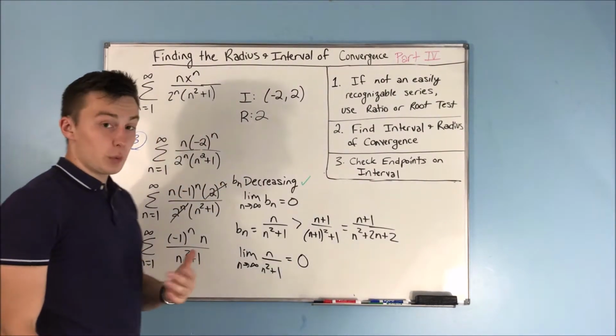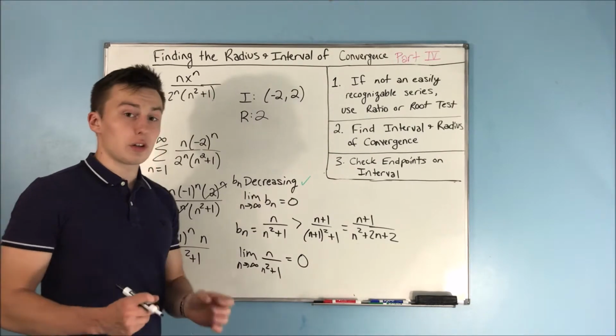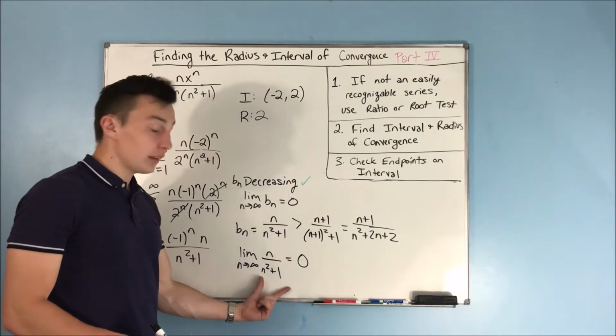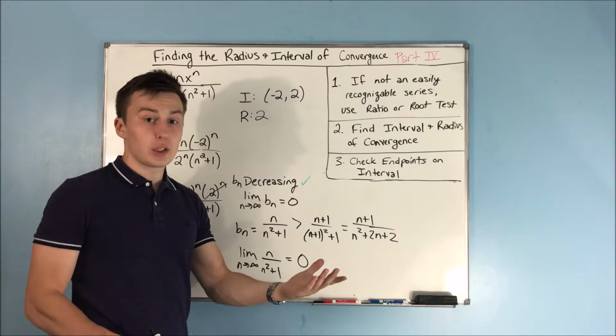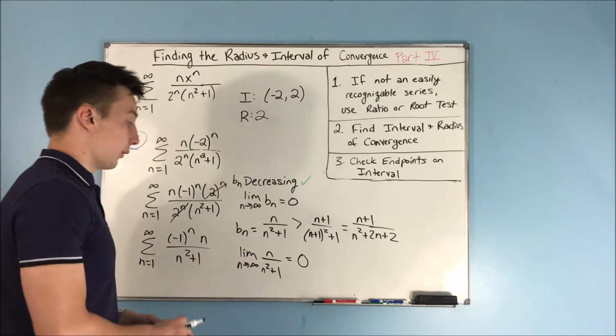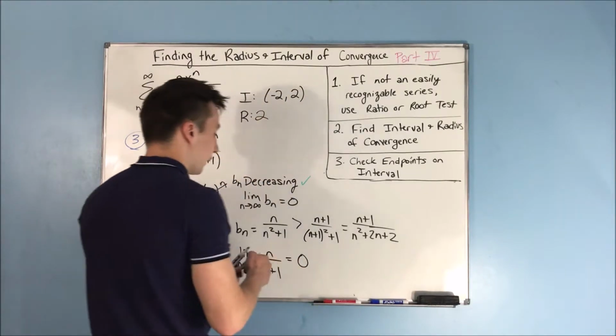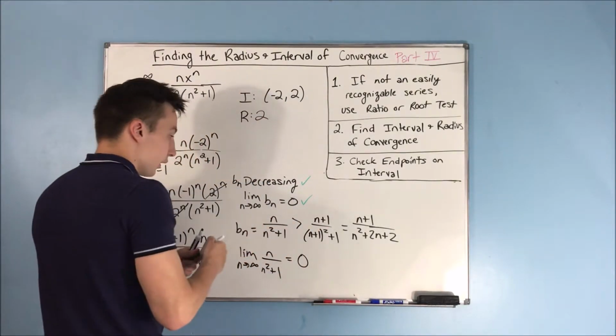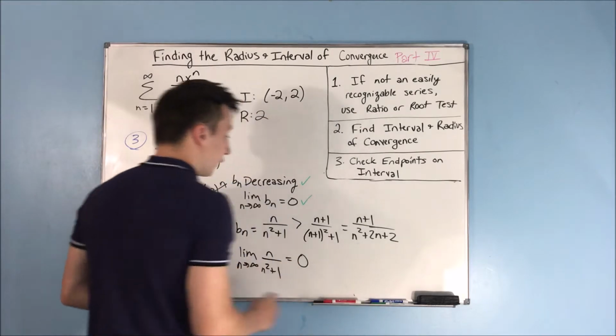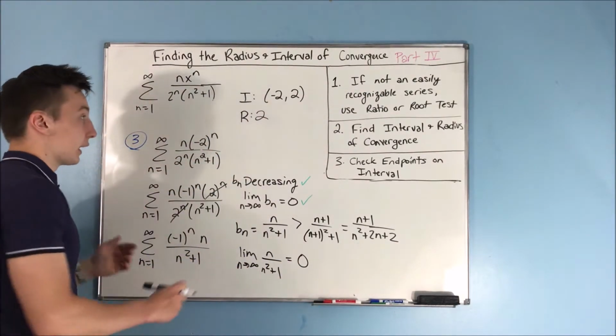Alright, now if you don't believe me there, if you still feel a little uncomfortable with that, you can divide every term by n squared, or you can use L'Hopital's rule, whatever you'd like to do. But anyways, that satisfies our second condition of the alternating series test. So this is convergent by the alternating series test.